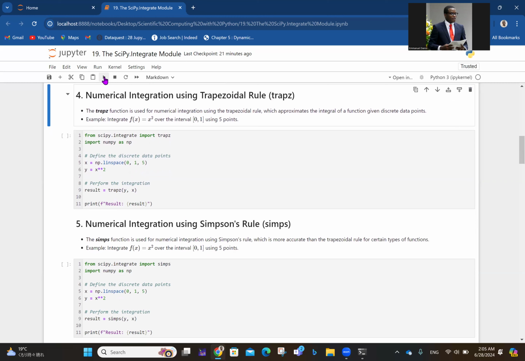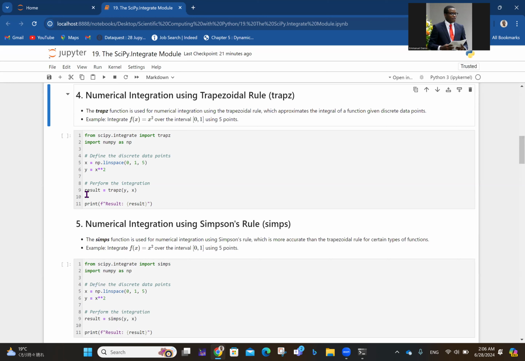That is why in the example, you can see that the number of points has to be specified. The more the points, the better the result, right? I'm going to demonstrate that with this particular code. Again, you import trapz from scipy.integrate, which is the module we are considering. Then in lines 5 and 6, you define the function. So x is the points we need from 0 to 1, that's 5 points. And then y is x squared, f of x is x squared.